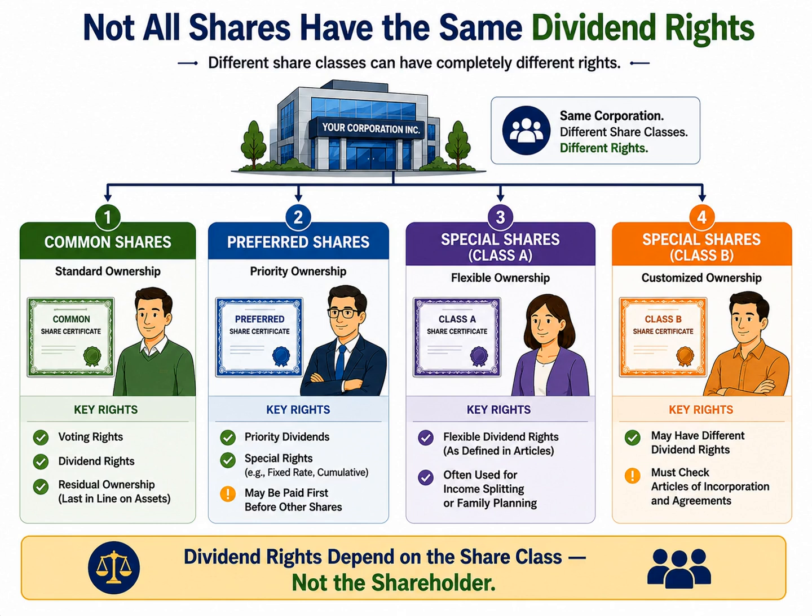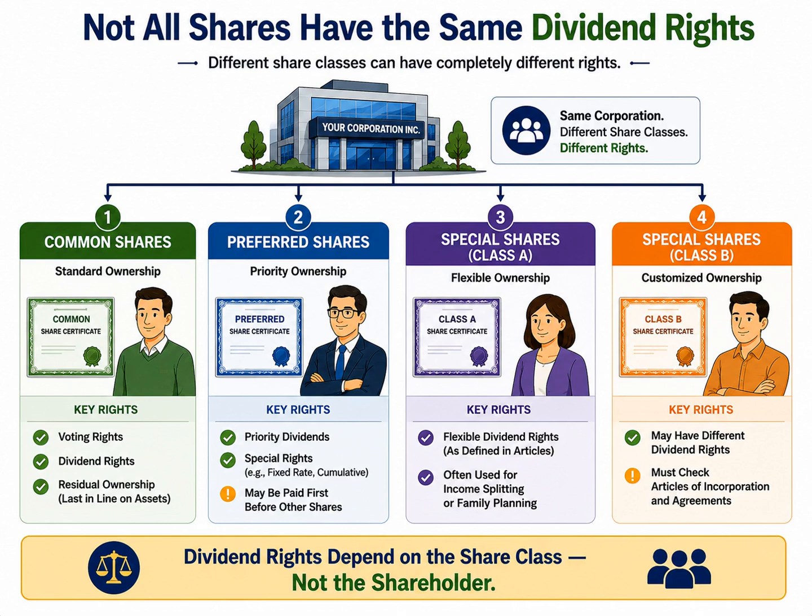The most common share class is common shares. Common shareholders typically have voting rights, dividend rights, and a residual claim on the corporation's assets. These are often the standard ownership shares issued to founders and active business owners. Preferred shares are different. They are frequently designed to provide special rights, such as priority access to dividends. In some situations, preferred shareholders may need to receive dividends before common shareholders can receive anything.